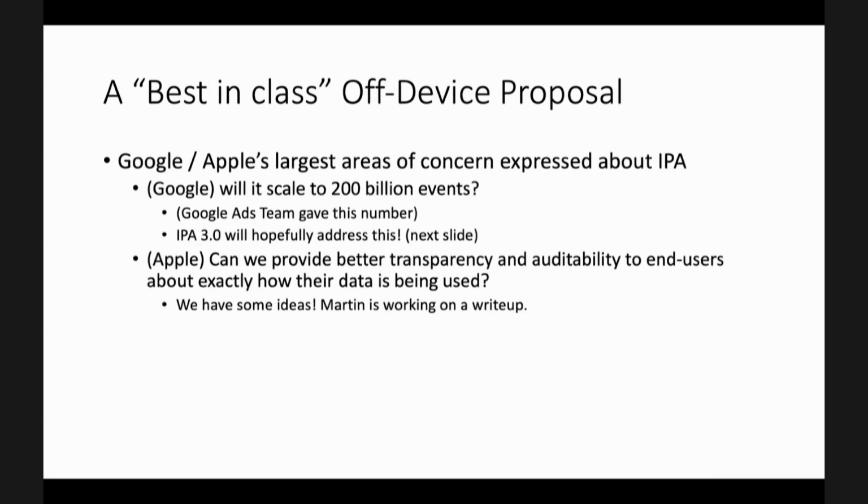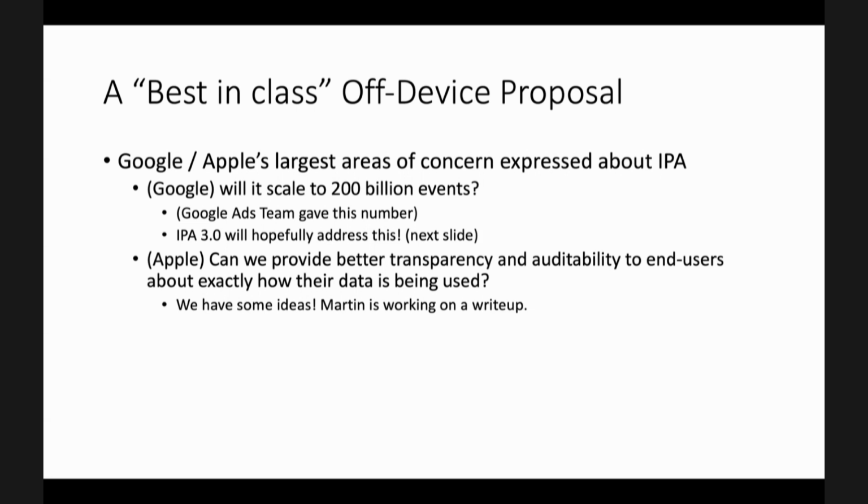We're also going to try to make the best-in-class off-device attribution proposal that we can. Since IPA is the only off-device attribution proposal, it's up to us to improve on the areas where people have cited concerns. So Google has cited the concern about, will it scale? The Google Ads team, finally, after much cajoling, was willing to give one number, which is their target of what they'd like to see it scale to, which was 200 billion events per day. That's an outrageously huge number, and we have our work cut out for us, but we're going to do our best to try to scale up IPA and demonstrate that it can scale to Google scale.